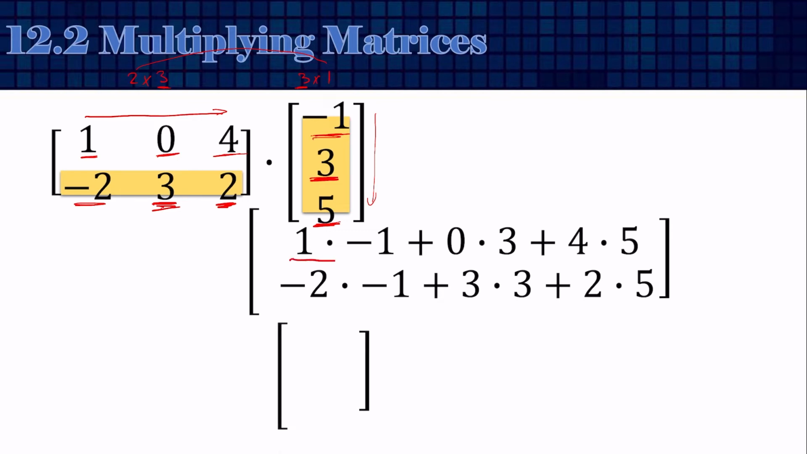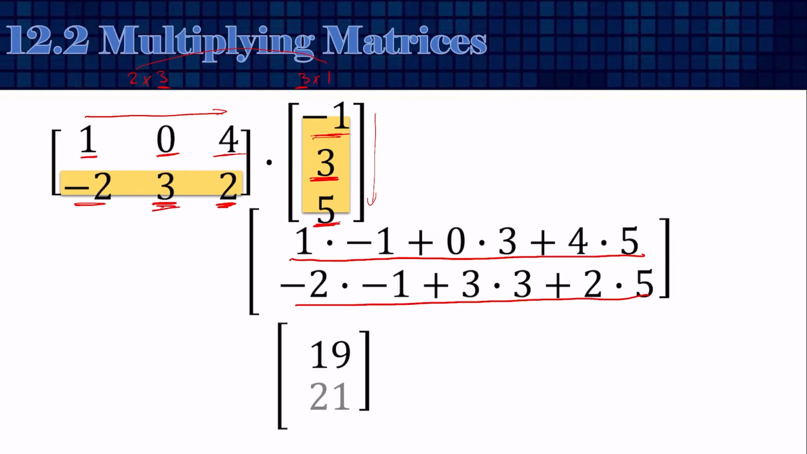Then if we take care of this first one, looks like we have -1 plus 0 plus 20, which would be 19. And the second one would be 2 plus 9 is 11 plus 10 is 21.